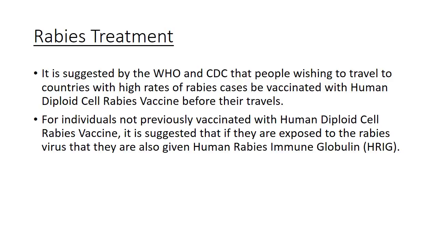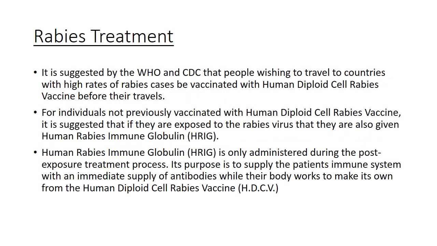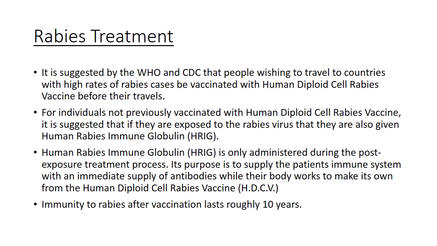For individuals not previously vaccinated with human diploid cell rabies vaccine, it is suggested that if they are exposed to the rabies virus, they are also given human rabies immune globulin, HRIG. Human rabies immune globulin is only administered during the post-exposure treatment process. Its purpose is to supply the patient's immune system with an immediate supply of antibodies while their body works to make its own from the human diploid cell rabies vaccine. Immunity to rabies after vaccination lasts roughly 10 years.